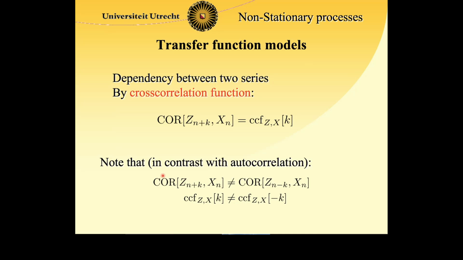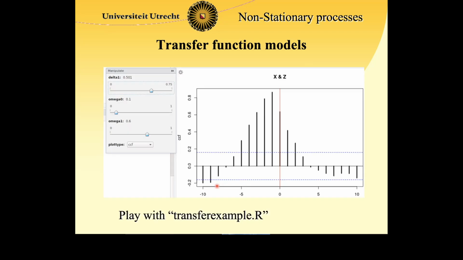So there is a certain direction of time or causality in the autocorrelation function and in these types of transfer functions, right? Now this is an example, for this particular setting of delta, omega 1 and omega 2, of what the cross correlation function looks like. And you can see indeed it is not symmetrical.